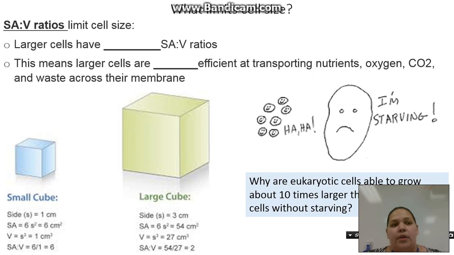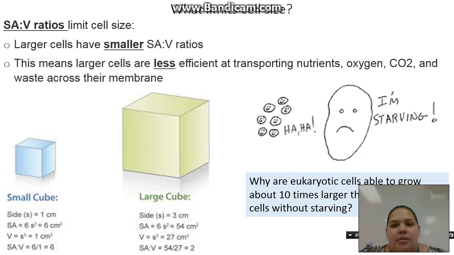Well, surface area to volume ratios limit that size. Larger cells have very small surface area to volume ratios. So this means the larger cells are less efficient at transporting nutrients, oxygen, CO2, and waste across their membrane. So why are eukaryotic cells able to grow about 10 times larger than prokaryotic cells without starving?